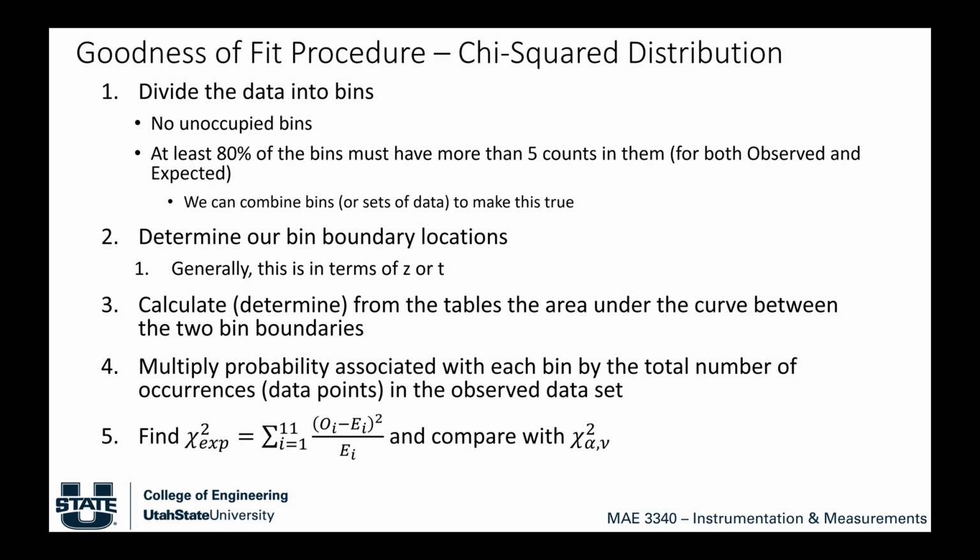Number 2 is determine the boundaries, and generally that is in terms of Z or T values. So you determine where those bin boundaries are. Number 3 is you calculate or determine from the tables the area under the curve between those two bin boundaries. Then you multiply the probability associated with each bin by the total number of occurrences or data points in that observed data set. And then number 5 is you calculate the experimental chi-squared value, and you do that by looking at the observed minus the expected, divided by the expected, and compare that with the chi-squared table value that you look up.